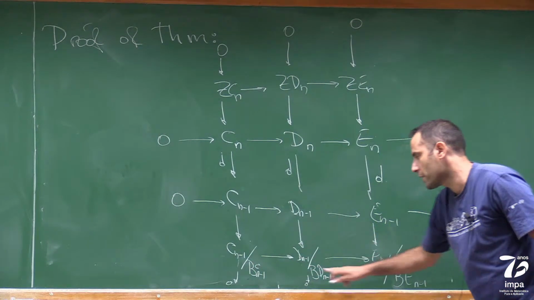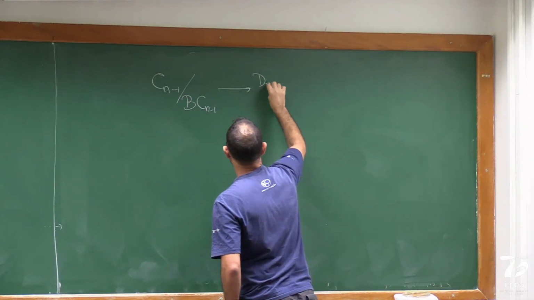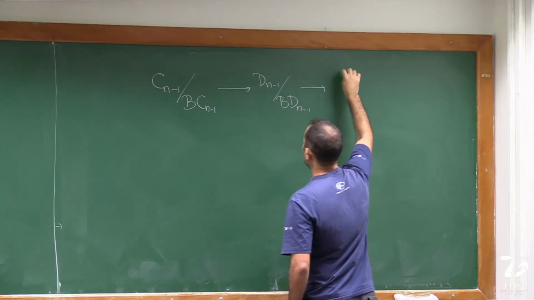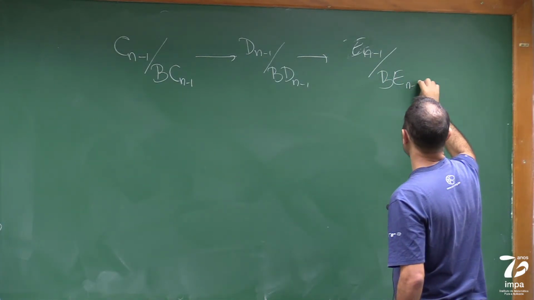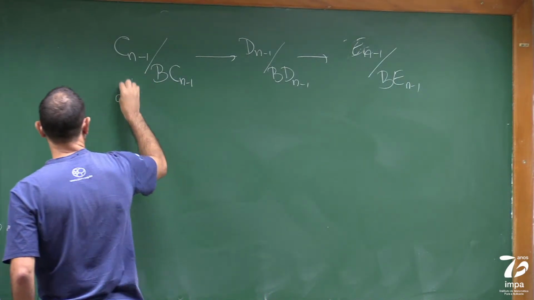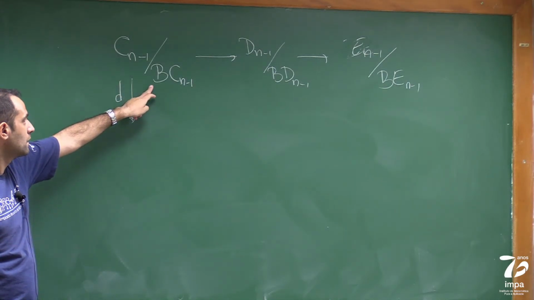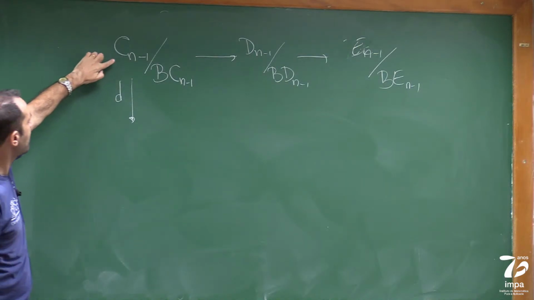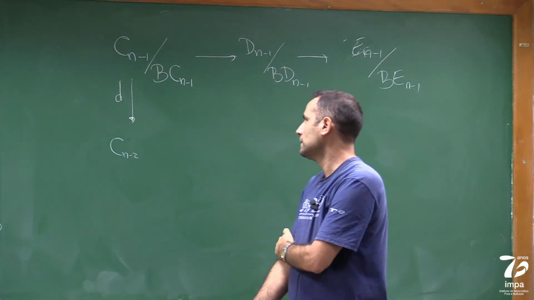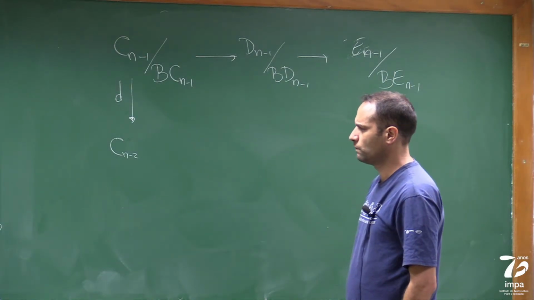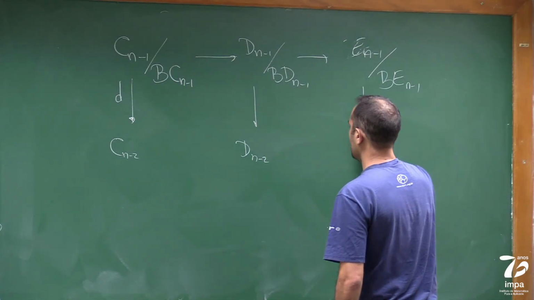Okay, so now I'm going to grab this row here, E_{n-1} modulo the boundaries. And I'm going to apply the differential here. Well, the good thing about the boundaries is that the differential of a boundary is 0. So this d is well defined on this quotient. And d sends C_{n-1} to C_{n-2}. Well, I guess it's that co-kernel, it doesn't matter. And this goes to G_{n-2}, and this goes to E_{n-2}.